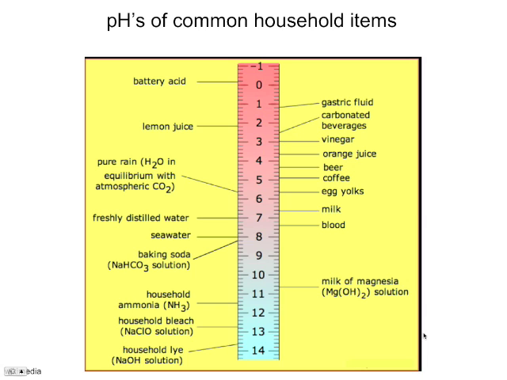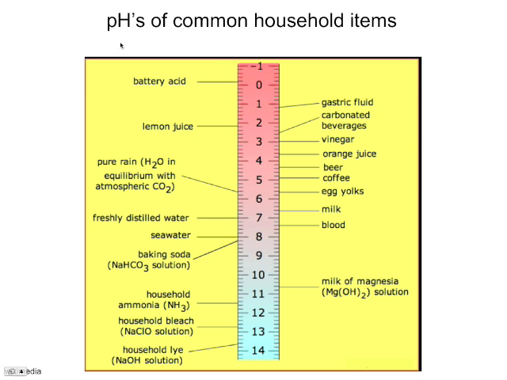Okay, pHs of common household items. So we've talked about definitions of pH. We know that when molecules dissociate and release hydronium ions, the pH goes down, down, down, becomes more and more acidic. Here's just a list of common items that you might encounter and the pHs of those solutions.